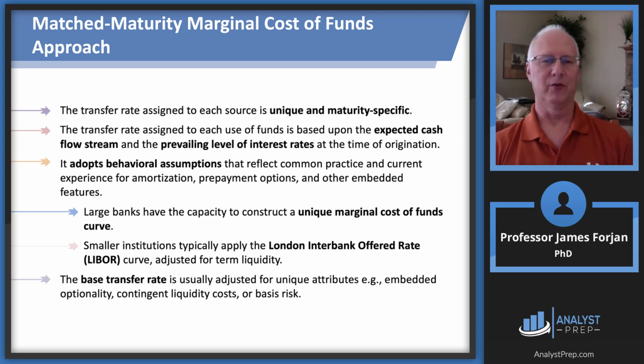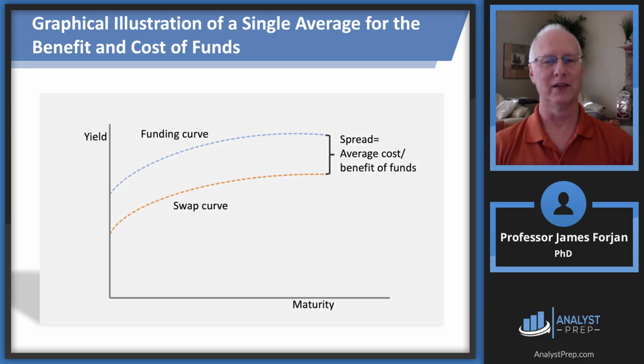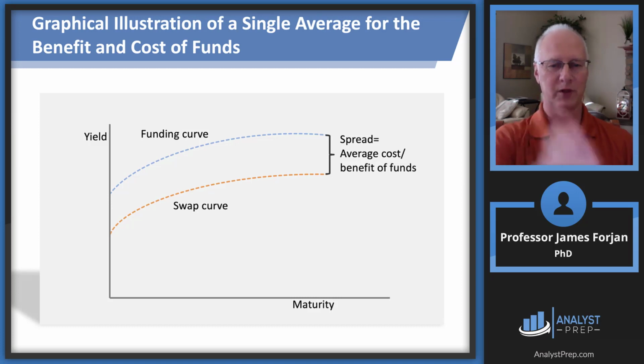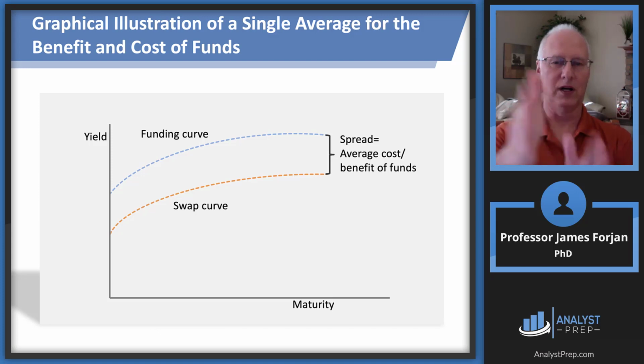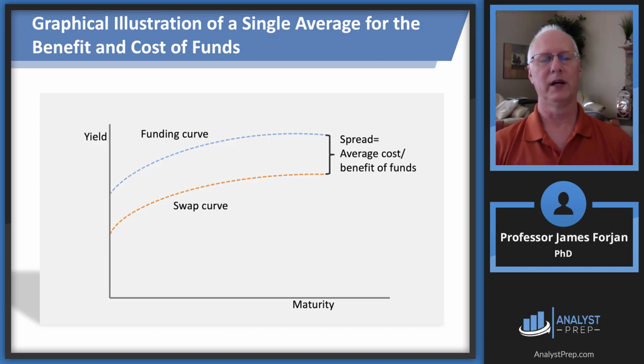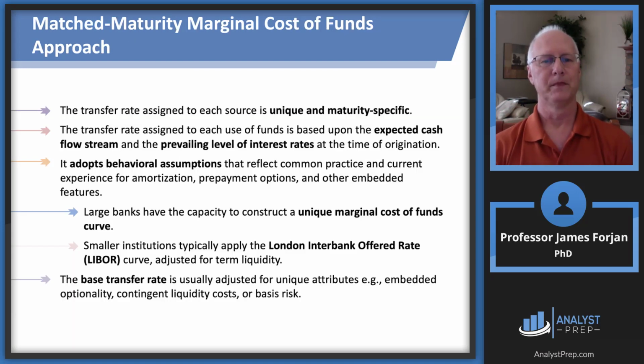Boy, let me read that first one. The transfer rate assigned to each source is unique and maturity specific. So let me go back to this graph here. So at each maturity, let's just pick some discrete intervals across that horizontal axis, and then let's pick some rates that are unique to 1 and 2 and 5 and 10 and however we go. All right, so we like that one here.